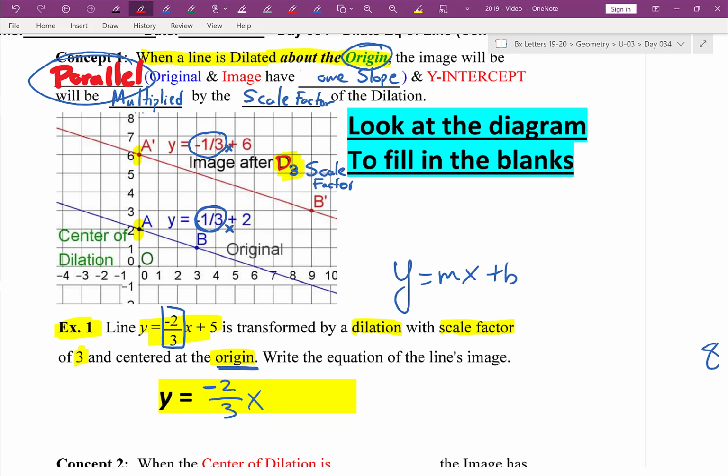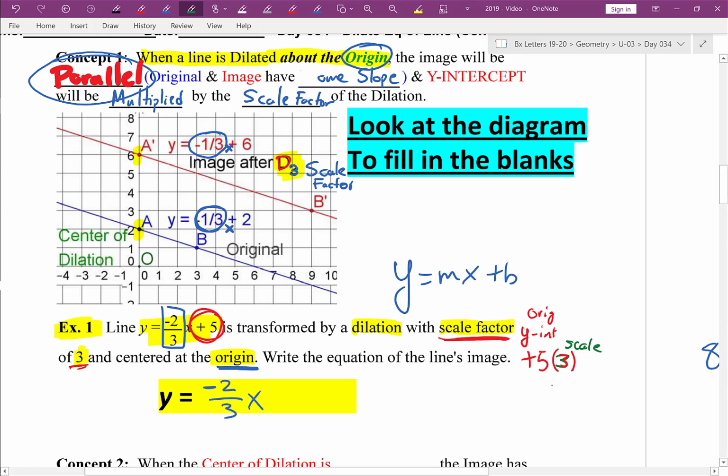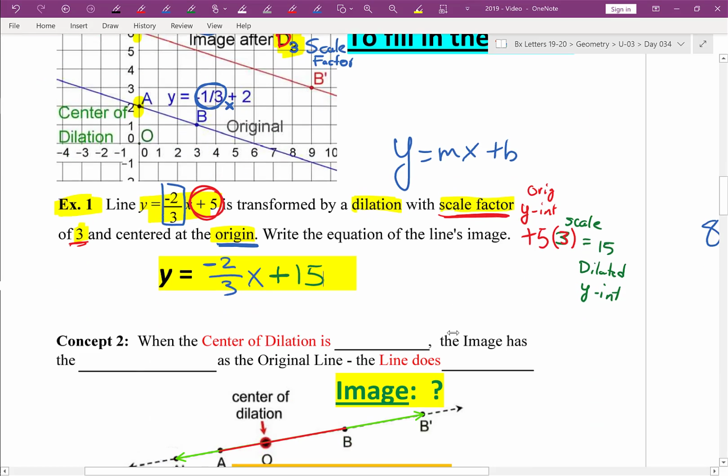And then this y-intercept is going to change. It's going to get multiplied by the scale factor. So we have plus 5 times our scale factor. It's the original y-intercept times the scale factor, and that's going to give us 15, the dilated y-intercept. That's a positive, so it's plus 15. That's what you should get for that.